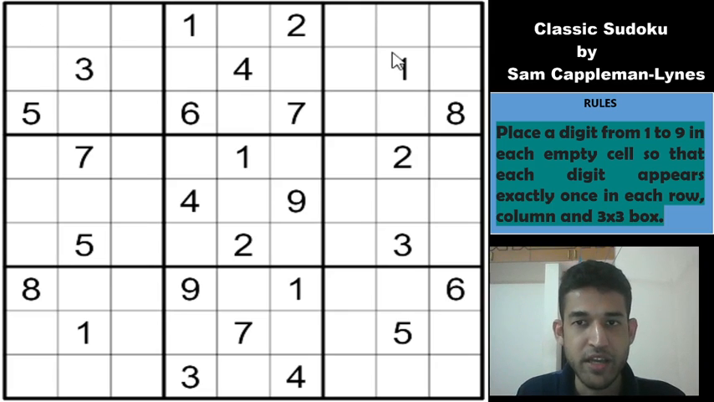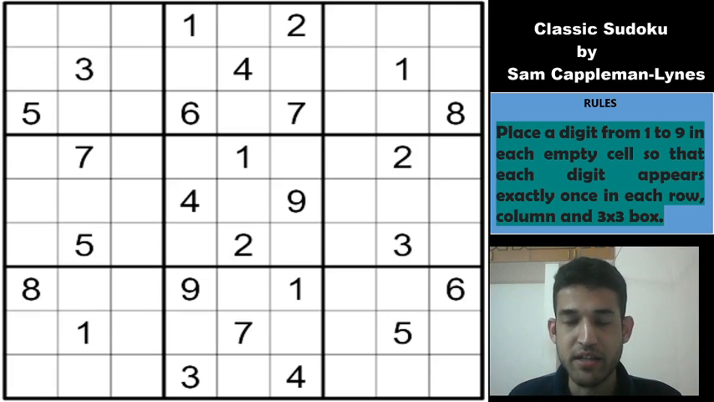The rules are each row, each column and each 3x3 grid will contain the digits from 1 to 9 without any repetition. So with that, let us start solving the grid.